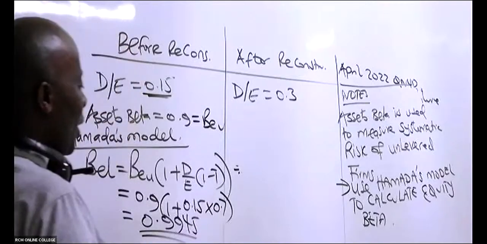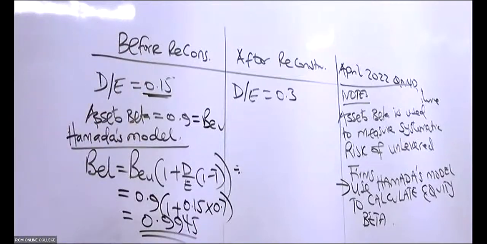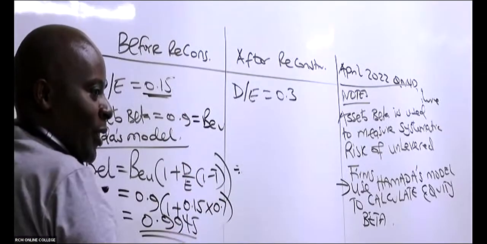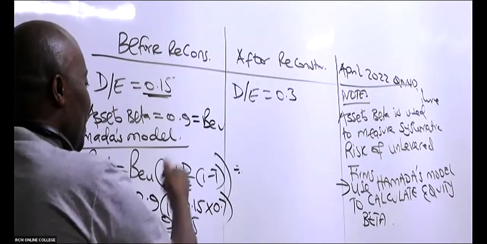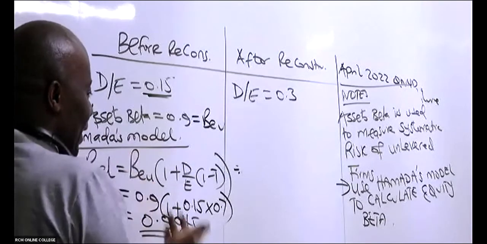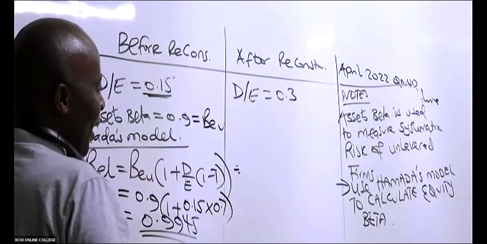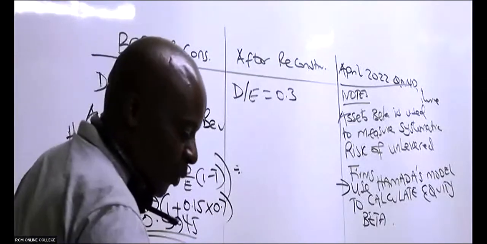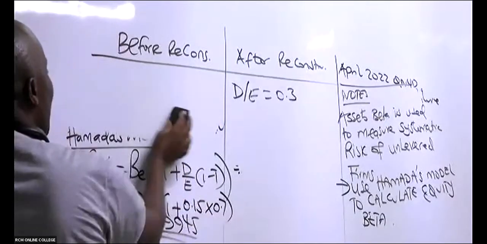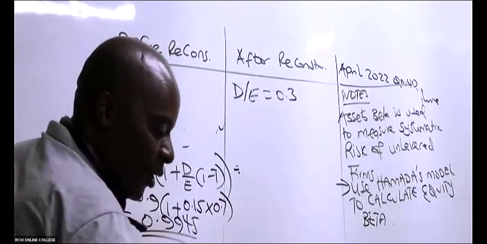Thank you so much. Now, ladies and gentlemen, having gotten this BEL, the next step, before reconstruction, is CEL. BEL's sister is known as CEL. So after BEL, give us CEL. How do we get CEL in this situation? It's very easy.